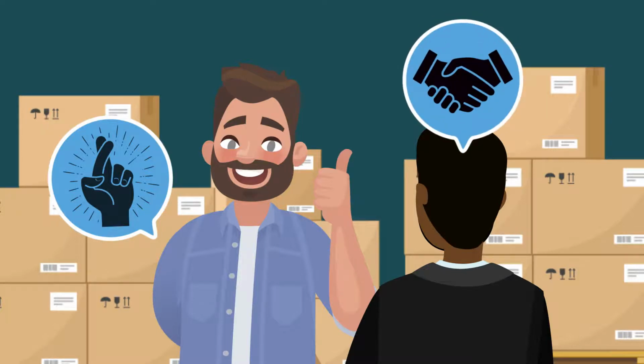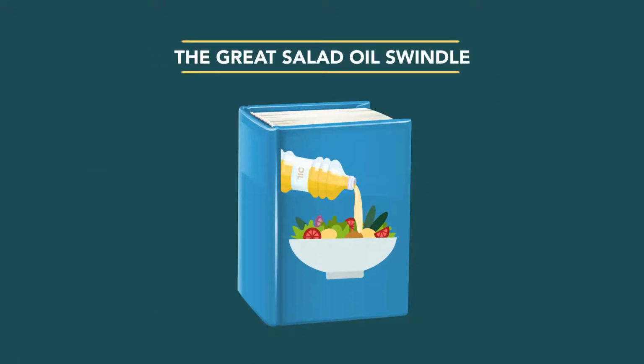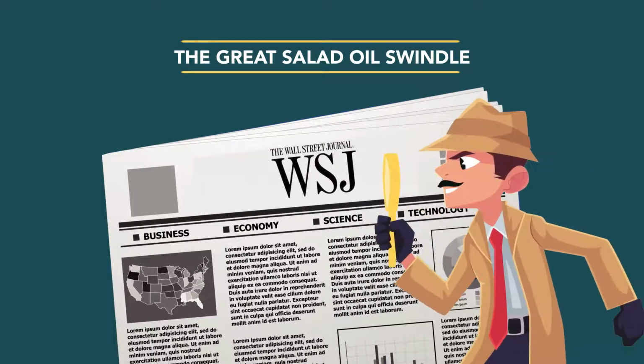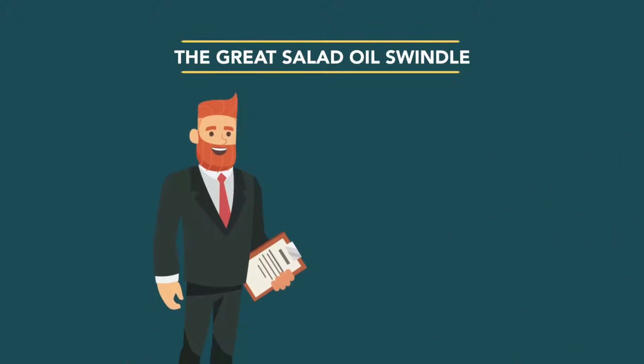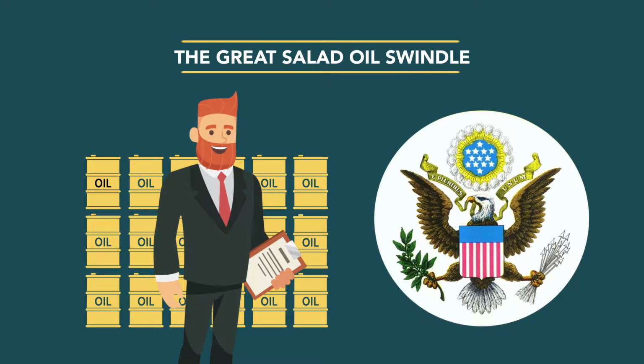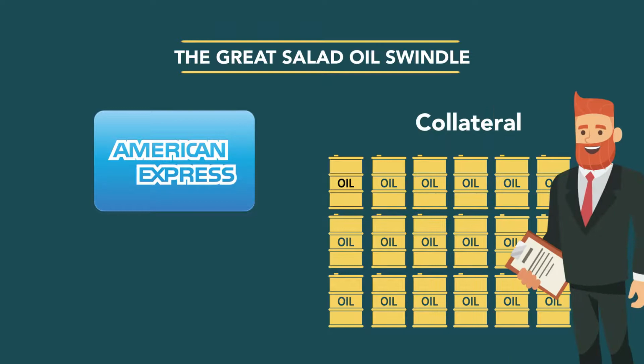One of the oldest and most famous of these cases is the subject of the book, The Great Salad Oil Swindle, which grew out of a Wall Street Journal investigation. In that 1963 scheme, the borrower was an experienced commodities trader and fraudster who got involved in selling oil and shortening products through government programs. His company borrowed from American Express, using its inventory as collateral.